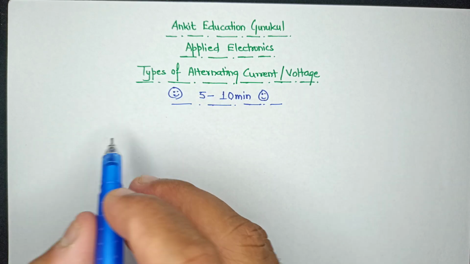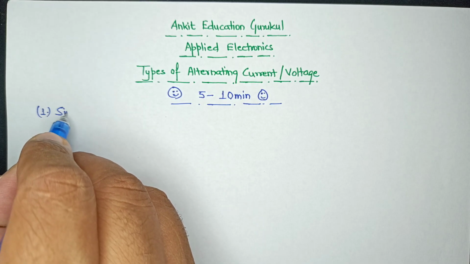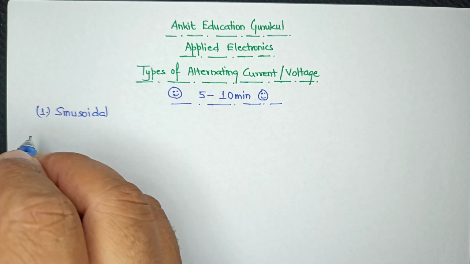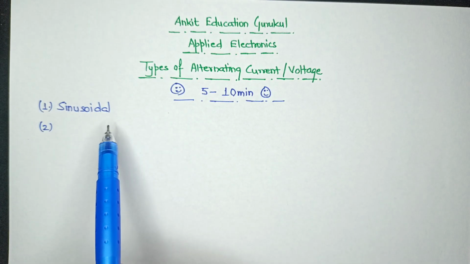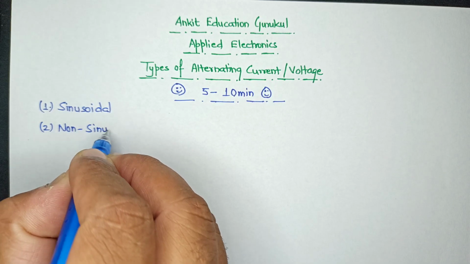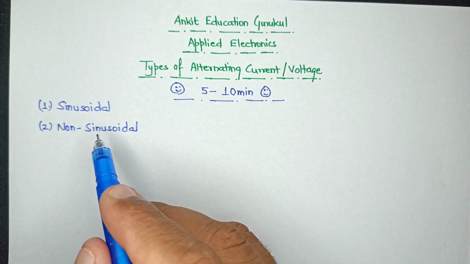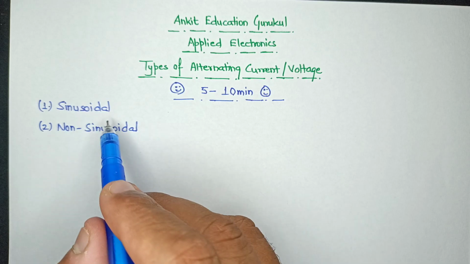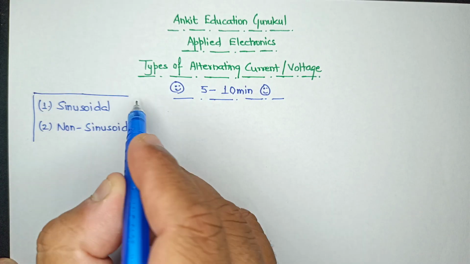So the first thing that we need to understand is what are the categories that this is divided into. The first category is known as sinusoidal, and the second category is called non-sinusoidal. So what are sinusoidal and non-sinusoidal, that we'll discuss first. As far as these terms are concerned, first let's understand through some graphs what technically is the meaning of the sinusoidal and the non-sinusoidal waves.